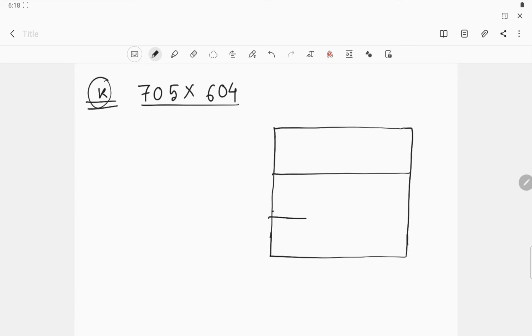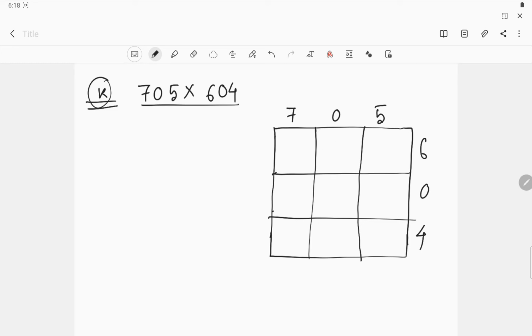1 2 3, 1 2. So you have to write the numbers along the grid. So 705, that is row-wise, and 604, that is vertically. So I have drawn.